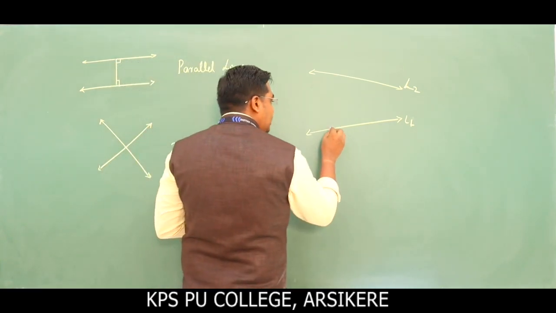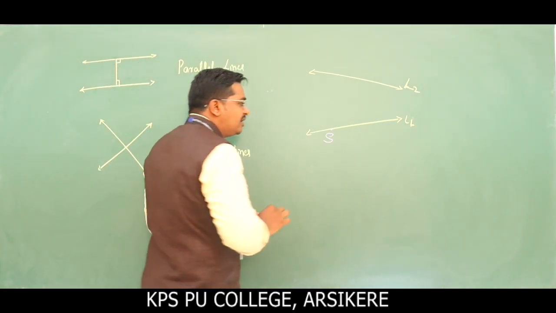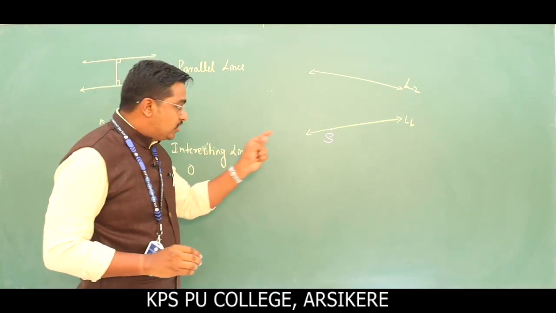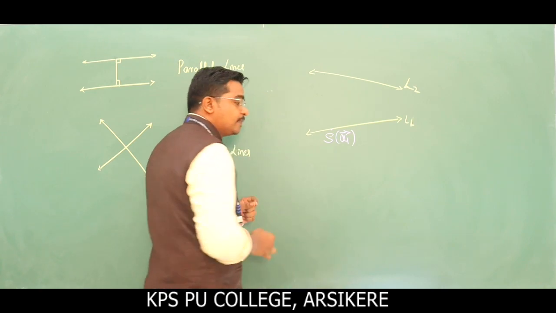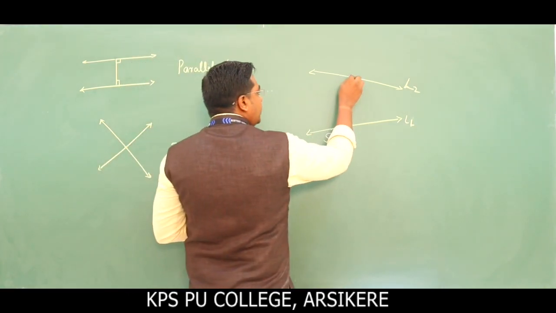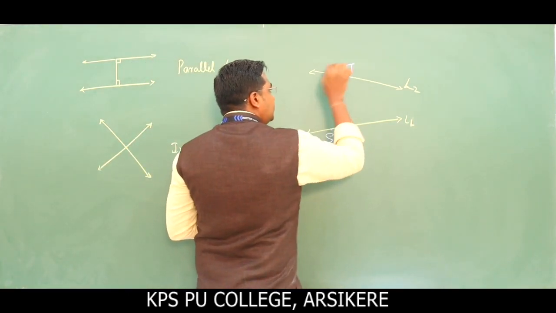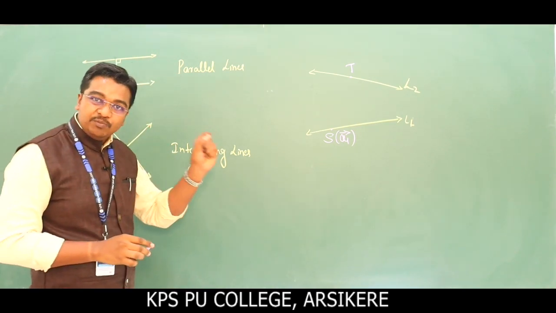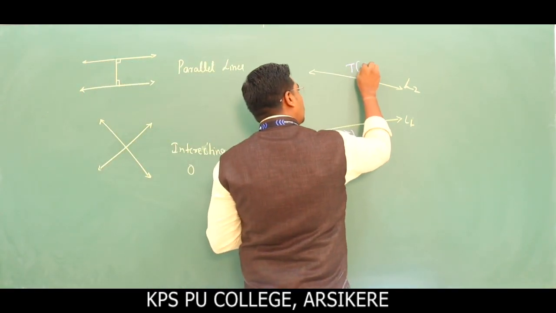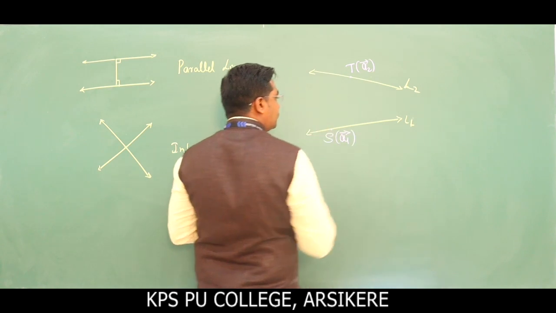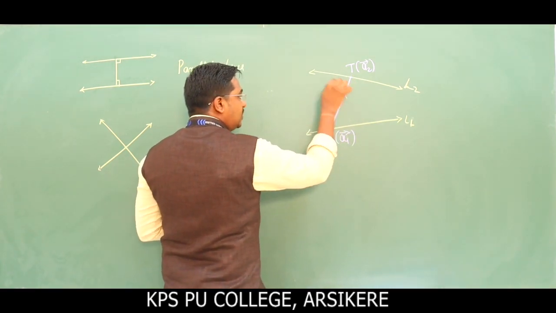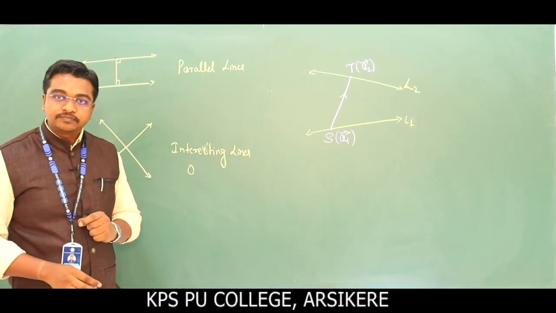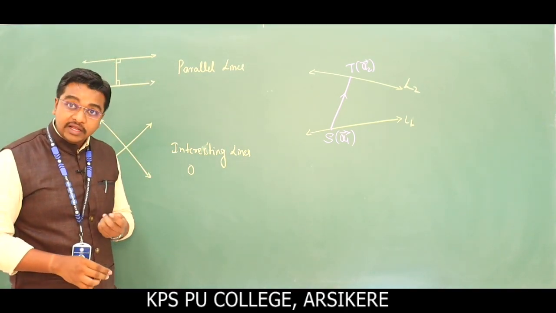Suppose this L1 is passing through point S, or S be a point on the line, and the corresponding position vector is A1. Take another point on line L2, that point is T, and the corresponding position vector is A2. Then join these two. So this represents vector ST.